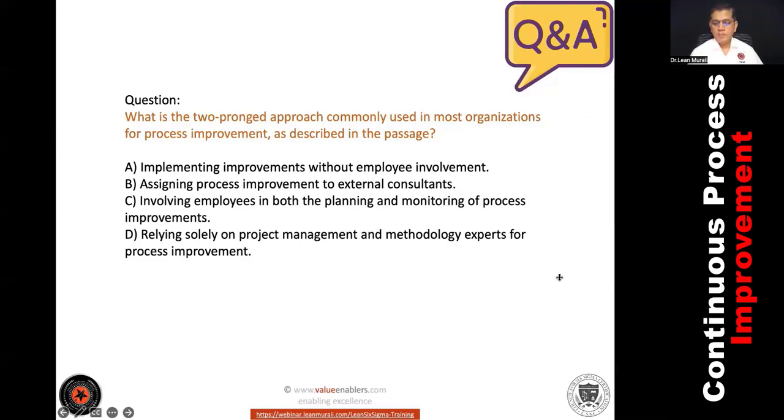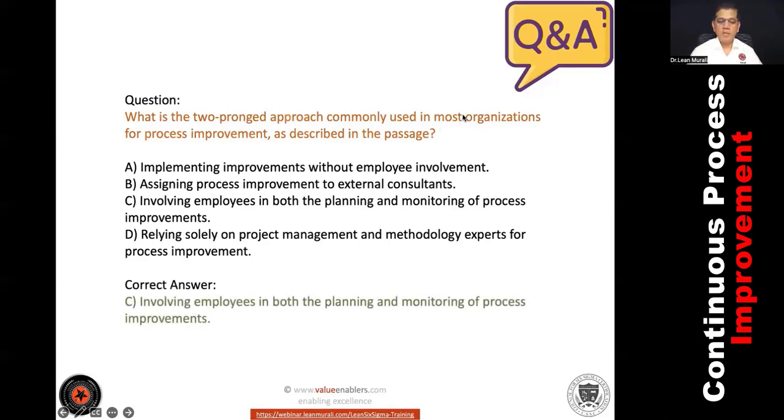So the correct answer is, isn't it awesome? Great. So C is the correct answer. Let's see the correct answer: involving employees in both planning and monitoring of process improvements.